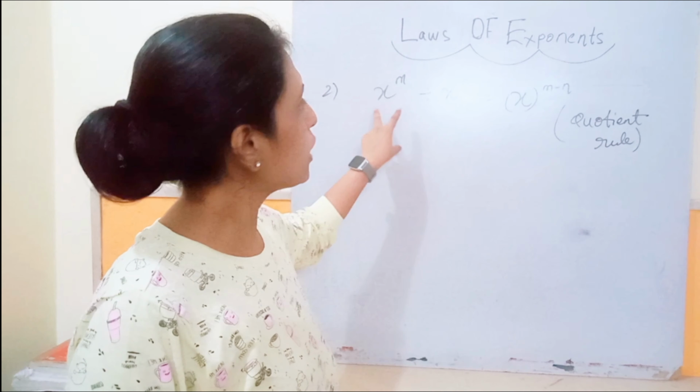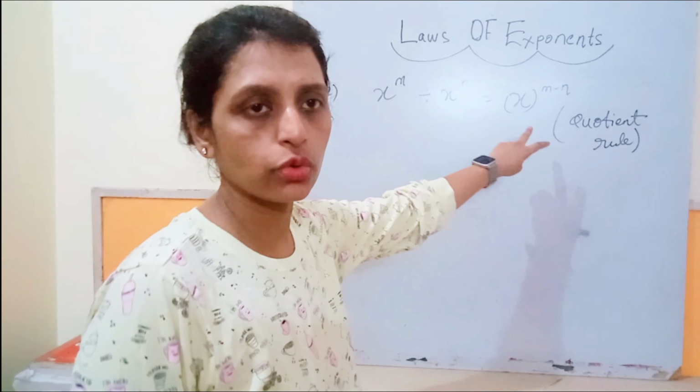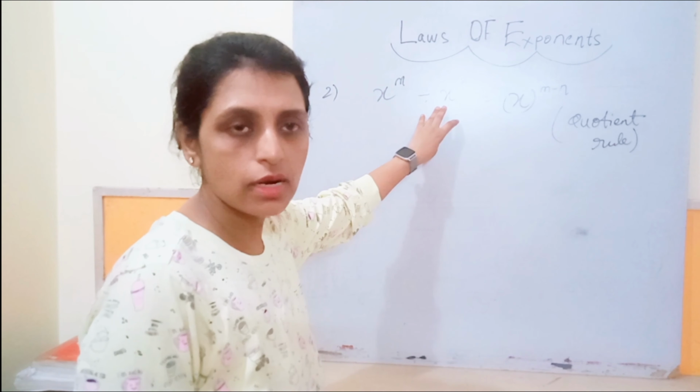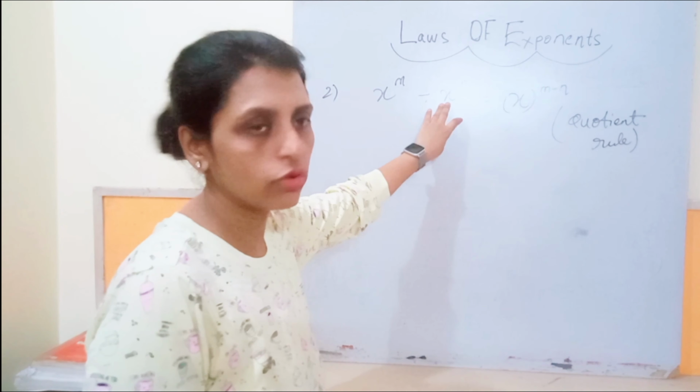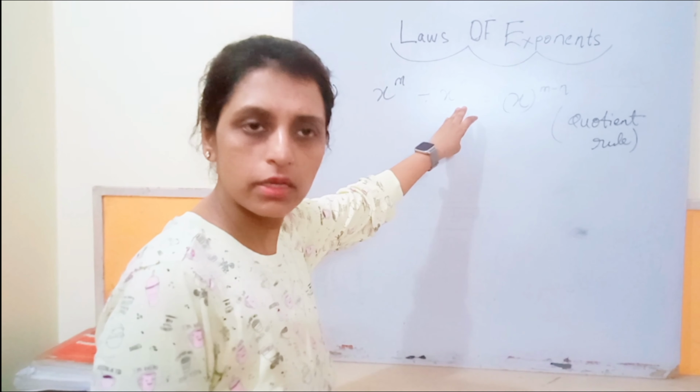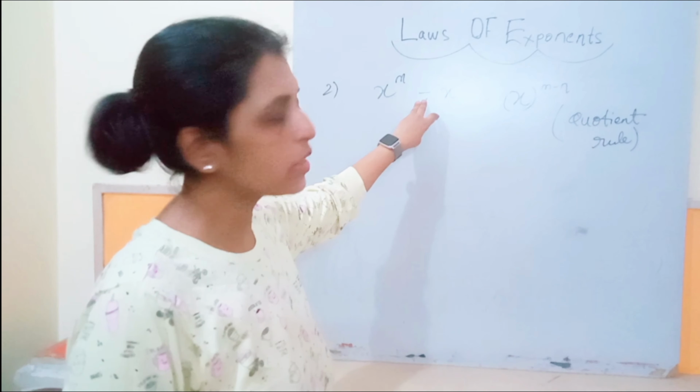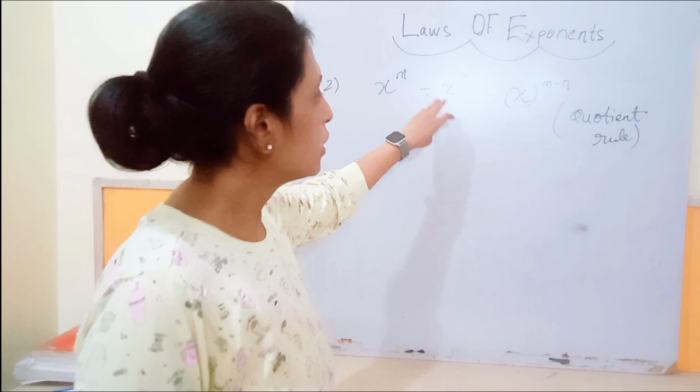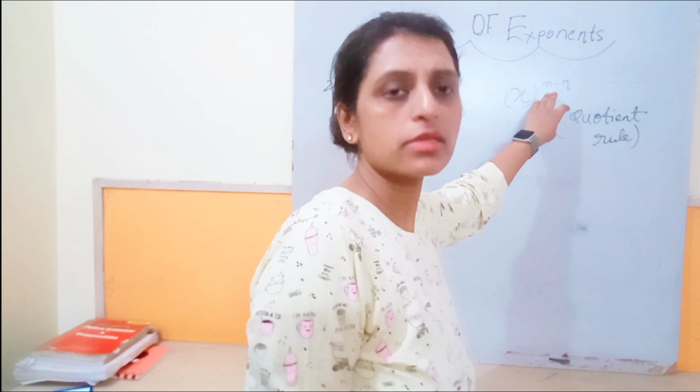The second law of exponent is the quotient rule. Here, when the bases are same, here also x, here also x, but the powers are different and there is an operation of division, the powers will get subtracted.